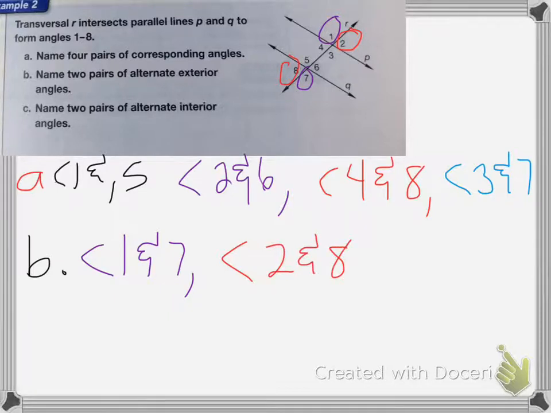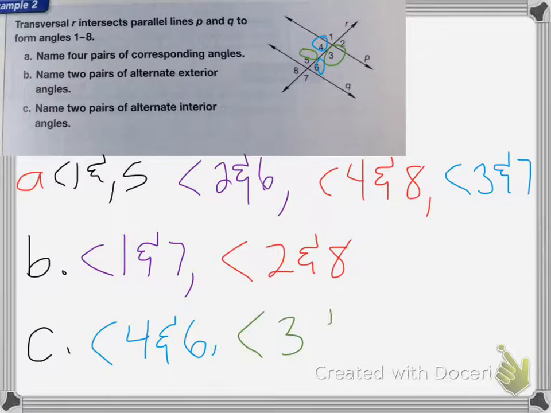Then C wants alternate interior angles. Those are going to be the angles on the inside of our parallel lines. The first ones are angles 4 and 6, and the next one is 3 and 5. Now all of the angles that are corresponding or alternate exterior and alternate interior have to be the same degree.